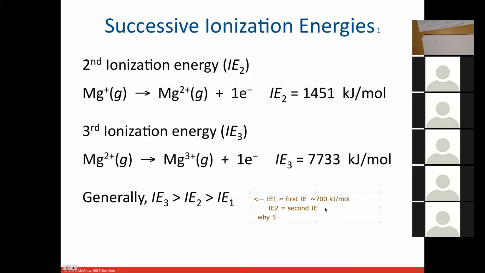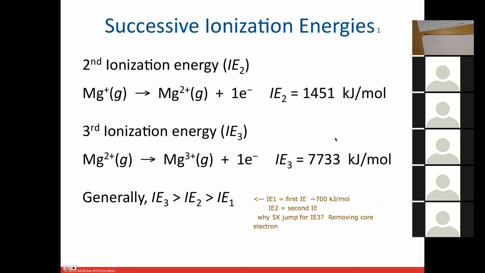Why a five times jump for IE3? Why is it such a big jump? Anybody think about that? We're removing core electrons. Magnesium 2+ has the electron configuration of neon. When I go to magnesium 3+, I'm removing those core electrons, and that's very costly. They're super stable, right? So that's kind of the idea. Let's go back to mouse. Okay, I'm going to continue.